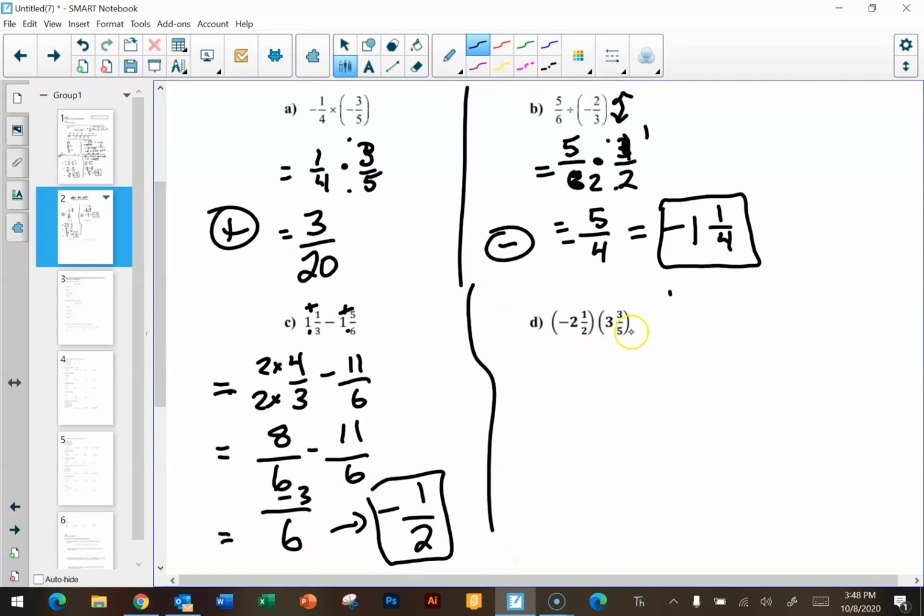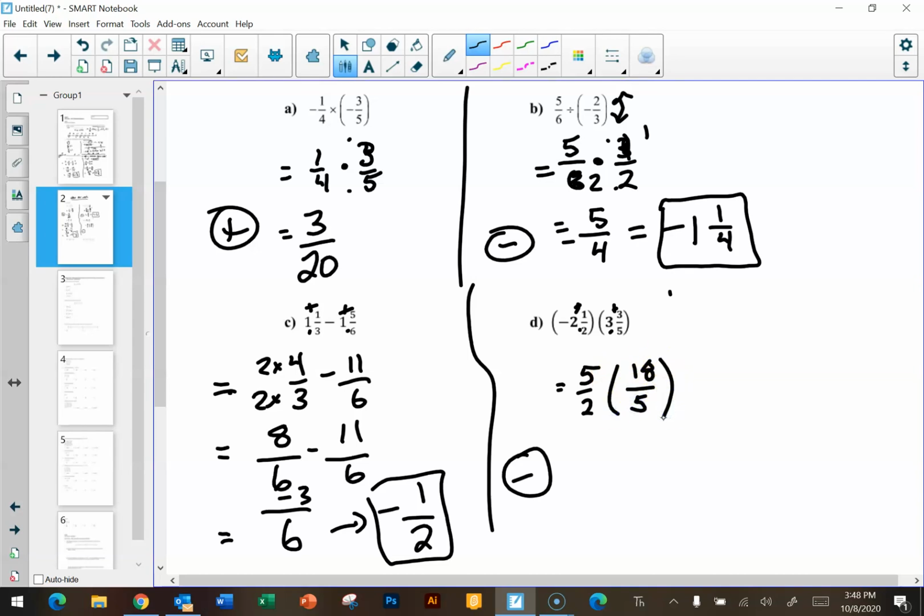All right, next one is multiplication. So it's a negative number times a positive number. So our answer is going to be negative for sure. Let's convert these. Always convert. 2 times 2 is 4, plus 1 is 5 over 2. And 3 times 5 is 15, plus 3 is 18 over 5.